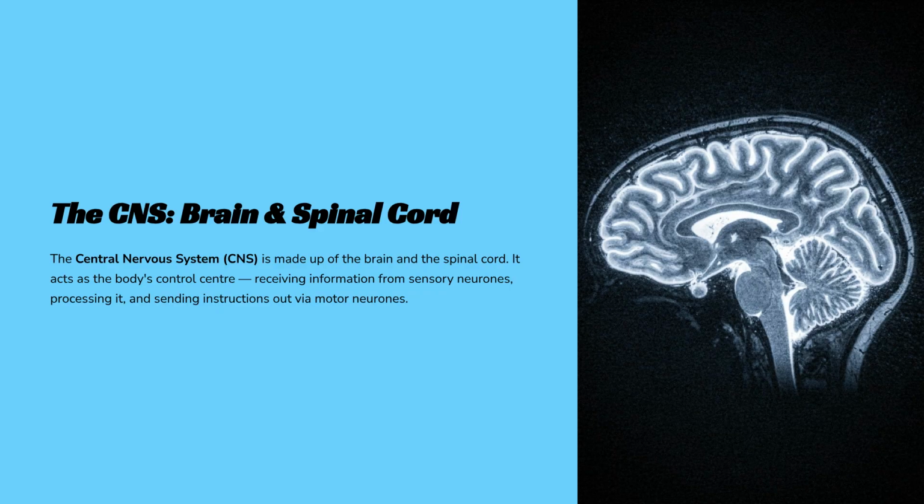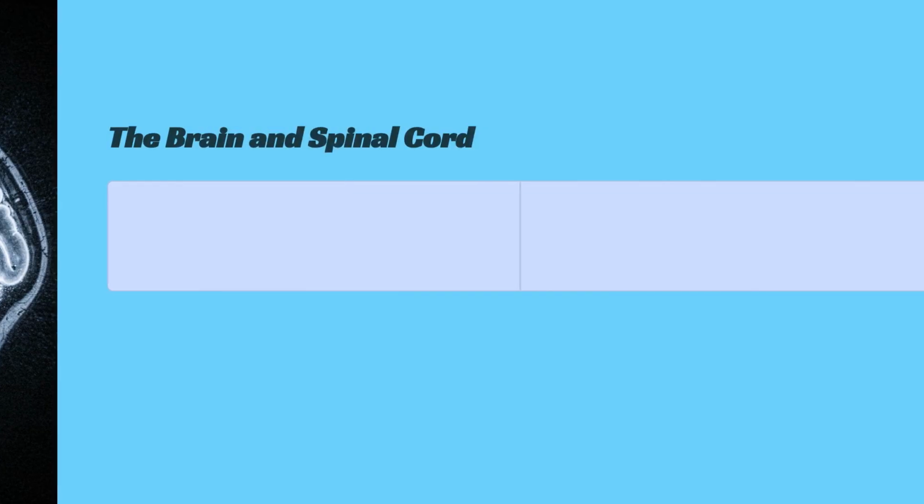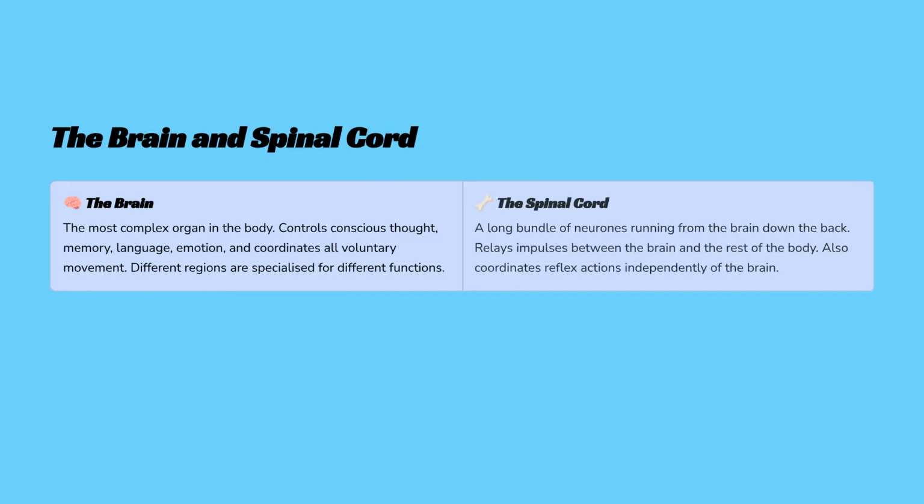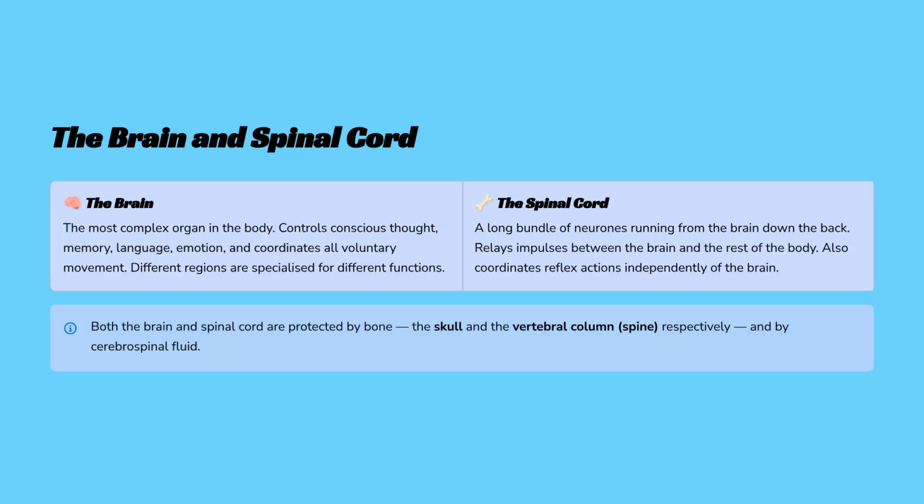It receives information from sensory neurons, processes it, and sends instructions to motor neurons, acting as the body's control center. The brain is the most complex organ, controlling conscious thought, memory, and voluntary movement. The spinal cord relays impulses between the brain and the body and coordinates reflex actions. Both are protected by bone.